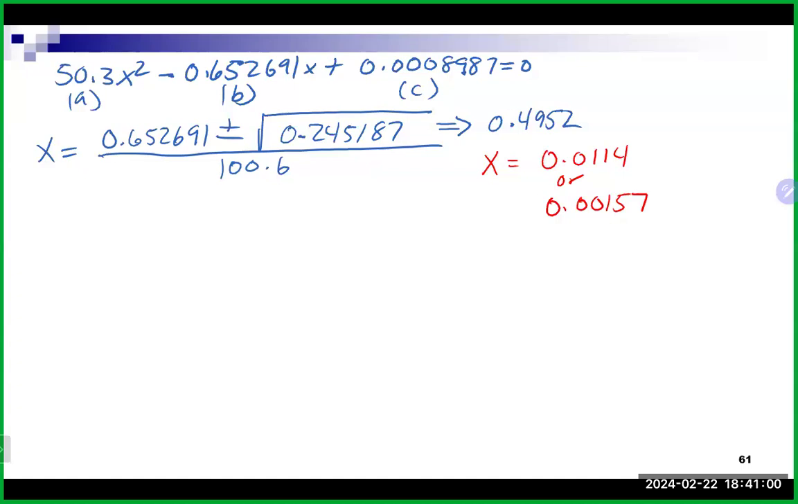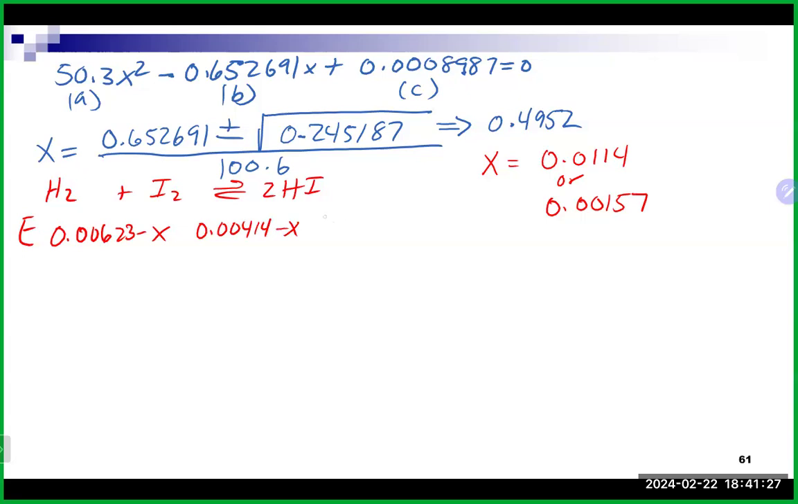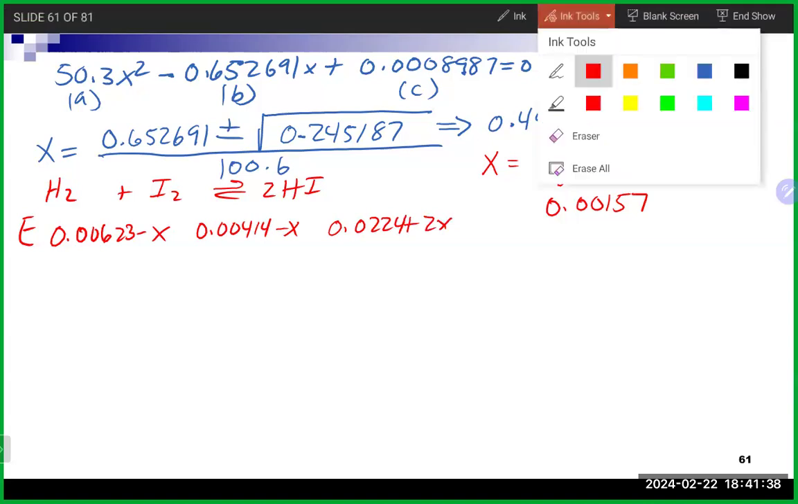All right, so these are our 2 possible x values that we could put back into our equilibrium line, which, by the way, let me just write the equilibrium line here for our H2, our I2, and our HI. So at equilibrium here, we have 0.00623 minus x. For the I2, 0.00414 minus x. And we have for the HI 0.0224 plus 2x.